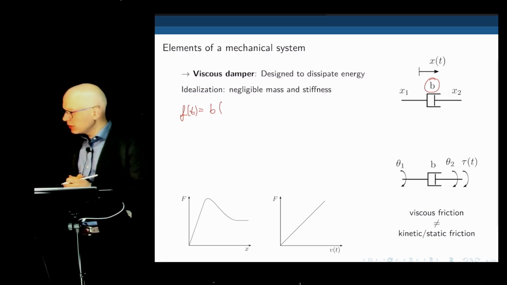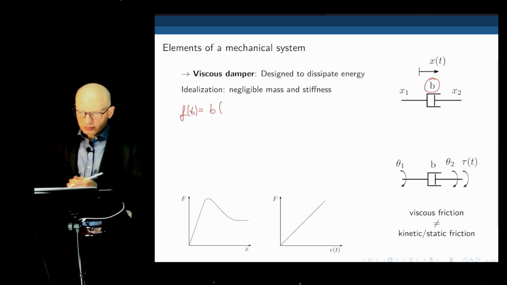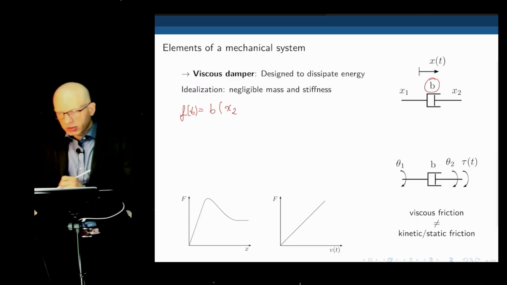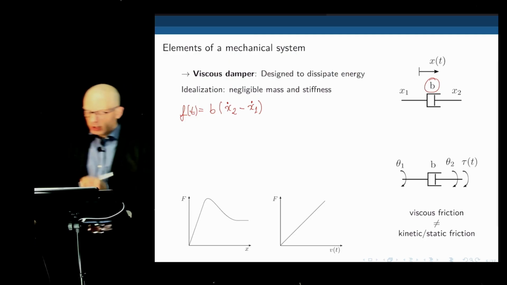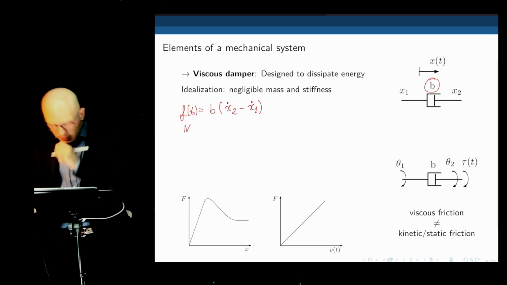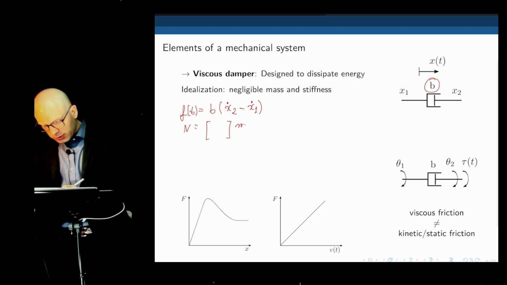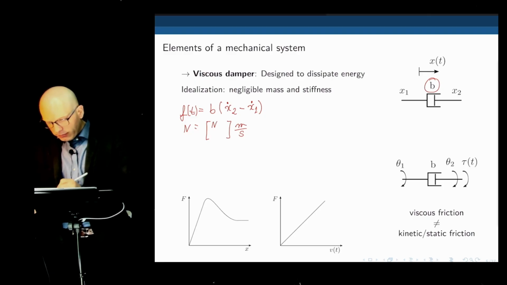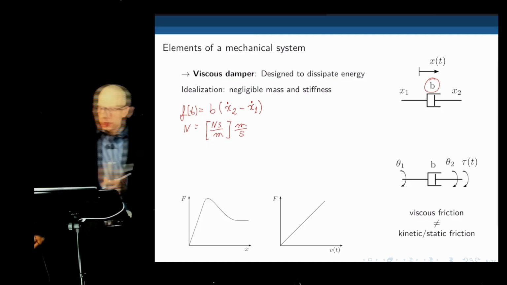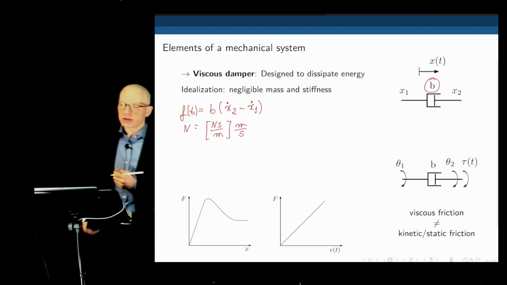How do we write the speed, using the notation we just established? If x2 is the position, then x2 dot is the speed. So x2 dot minus x1 dot. And what is the unit for that? Well, force is in newtons, B we want to find, and the speed is in meters per second. So obviously, to balance the equation, this value of B needs to be newton second per meter. And then when you multiply everything out together, you get newtons.